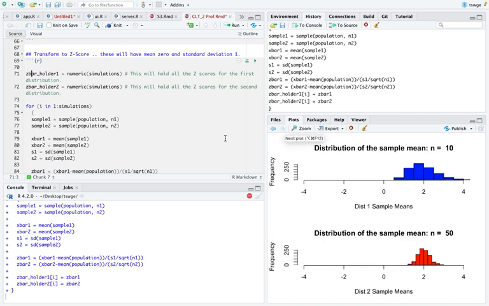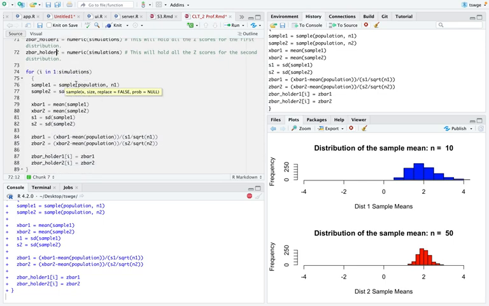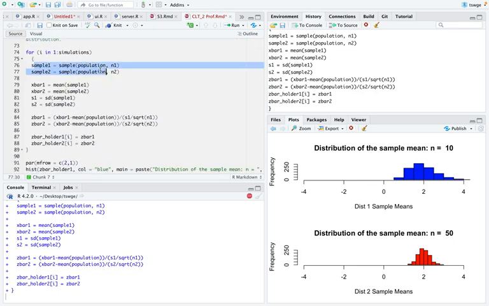So if I want to make this transformation, what I'll do is say, I've got z bar holder 1 and z bar holder 2, again for sample size 10 and sample size 50 is what I'll be working with. For i in simulations, I'm going to take a sample of size 10, a sample of size 50, and take an x bar, the mean of the 10 and the mean of the 50 observations. Then I'm going to also take their standard deviation. So that's the standard deviation of the sample of 10, the standard deviation of the sample of 50, and then I'm going to make a z-score. I'll call that a z-score instead of a z-bar.